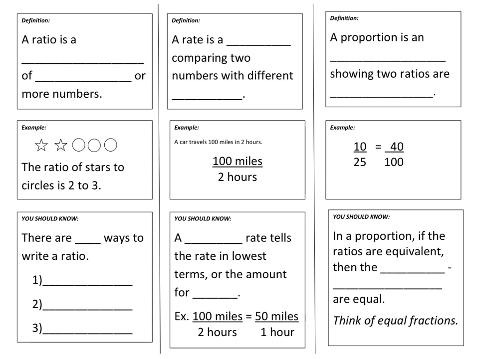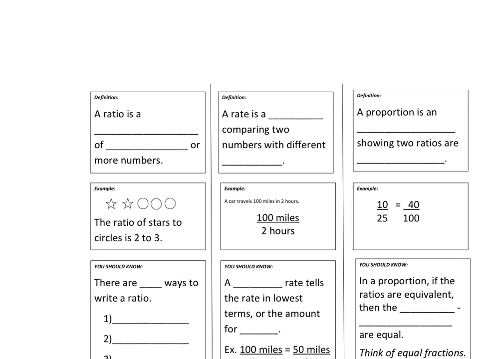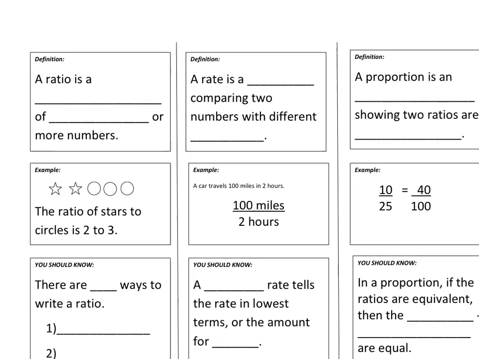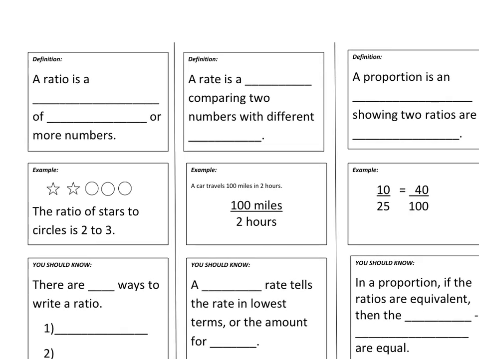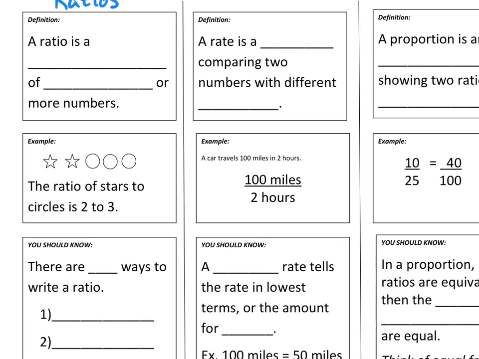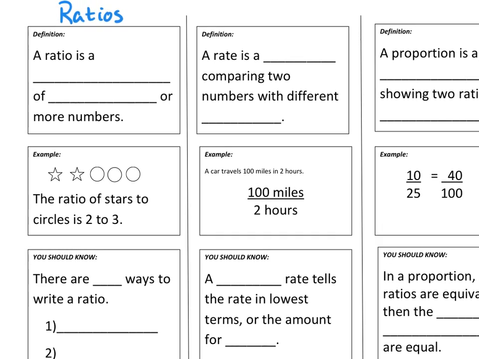This is a foldable activity, but for those of you at home, it's a little bit easier to just see here, so we're going to take them a step at a time. This first one, over here on the left-hand side, is all about ratios. Everything in this column is about ratios. The first thing is the definition. A ratio is a comparison of two or more numbers.